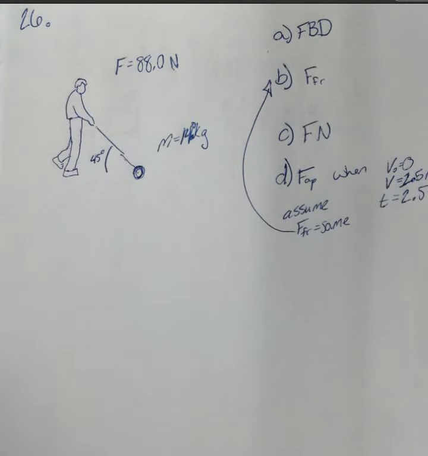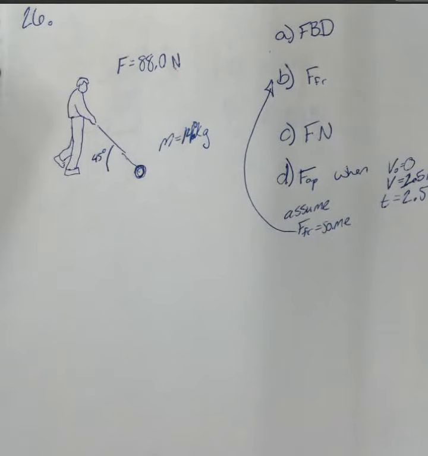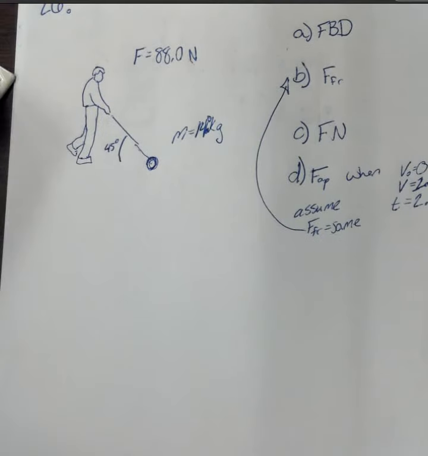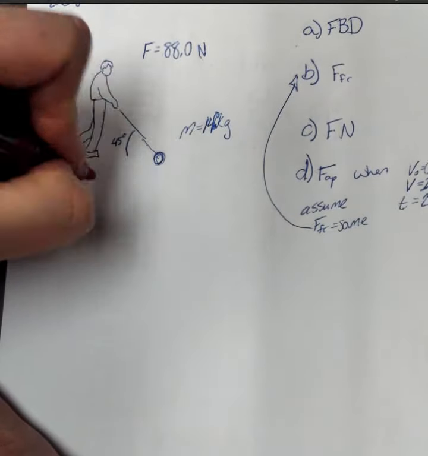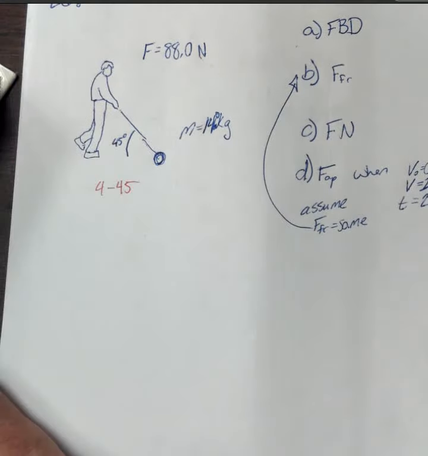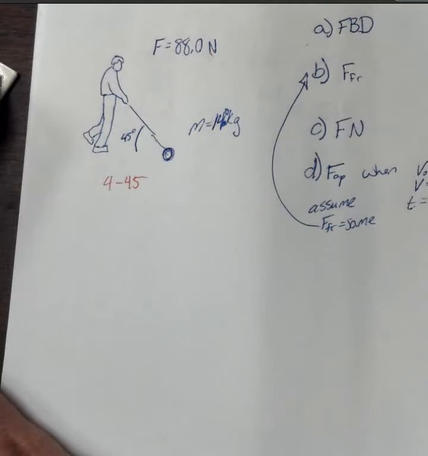Problem number 26. It says, a person pushes a 14-kilogram lawnmower at a constant speed with a force of 88 newtons, directed along a handle which is at an angle of 45 degrees to the horizontal. And it gives you figure 4-45. I have a version of figure 4-45 drawn right here. And if I thought it was important enough to draw, then you probably could guarantee that you should also think that it's important to draw.